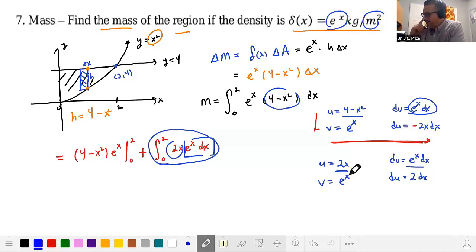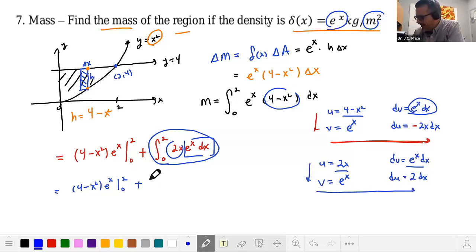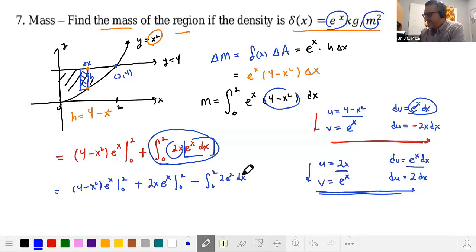And so this is going to be equal to then, and we're going to have this 4 minus x squared times e to the x, evaluated from 0 to 2. And then I have plus, and I go down and across. So down and across here, so I'll have this 2x e to the x, evaluated from 0 to 2, and then minus the integral, I go across here, so the integral from 0 to 2 of 2 times e to the x dx. And now I can integrate this last one right here. It's one of my types.